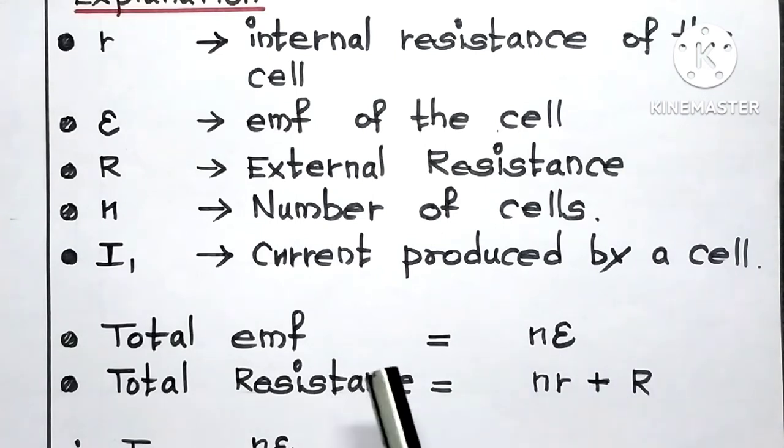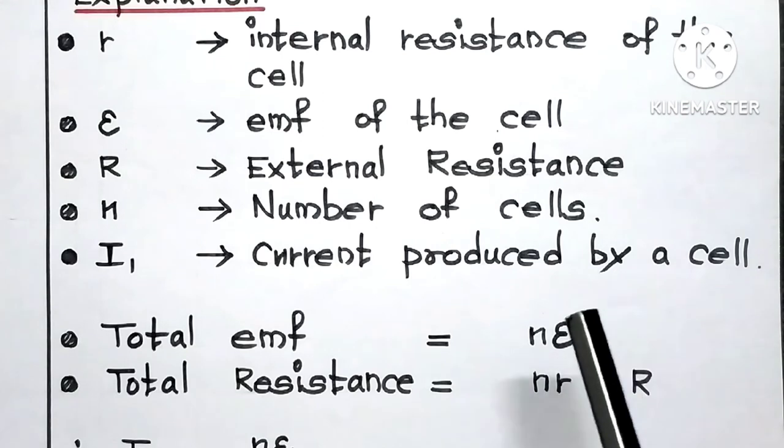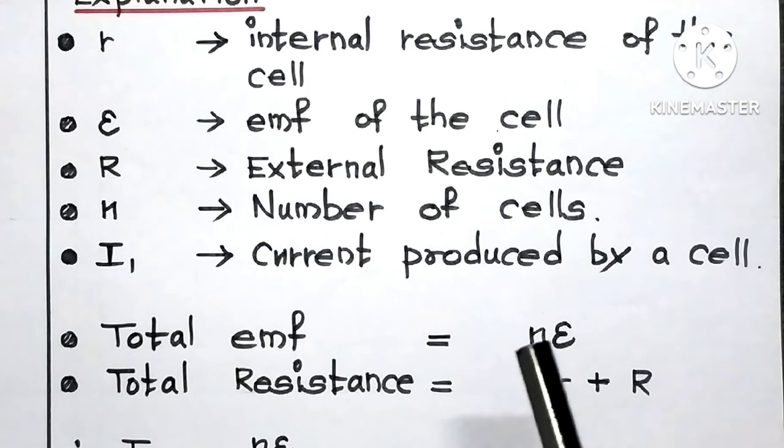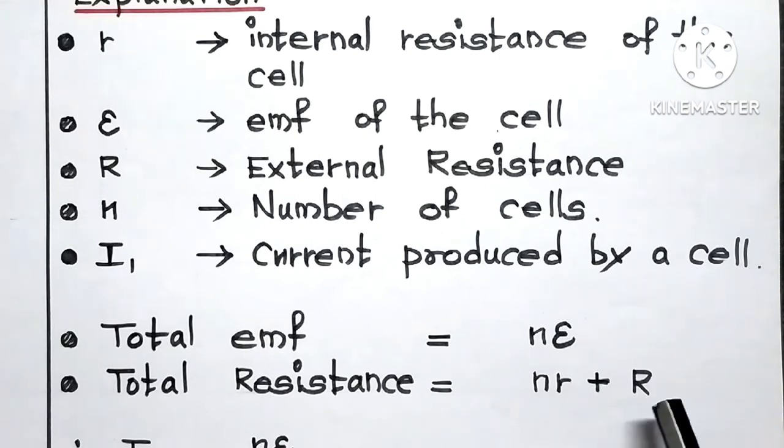For example, if there are n number of cells in that circuit, then the total EMF is n epsilon. Then what about total resistance? For example, here there are 4 cells. If there are n number of cells, then each and every cell has an internal resistance small r. So total internal resistance is nothing but n into r plus the external resistance capital R. This expression gives the total resistance.